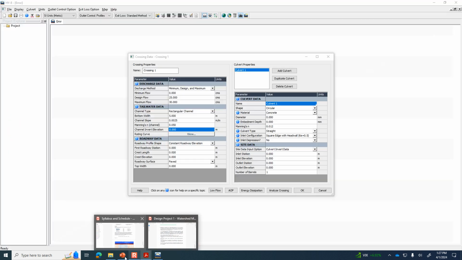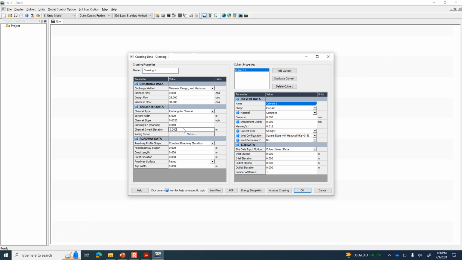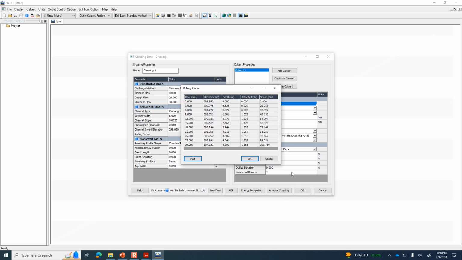Okay, so that's asking what is the elevation of this channel. We're using some common datum to describe the elevation of the roadway surface, the elevation of the invert of the culvert, the outlet invert, and here we're saying that the stream has the same elevation as the invert of the outlet. So 299.95 is what I'm going to say for the channel invert. So 299.95.